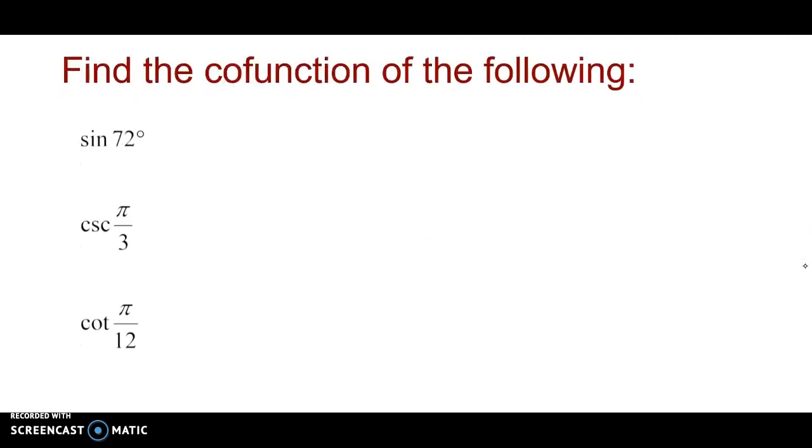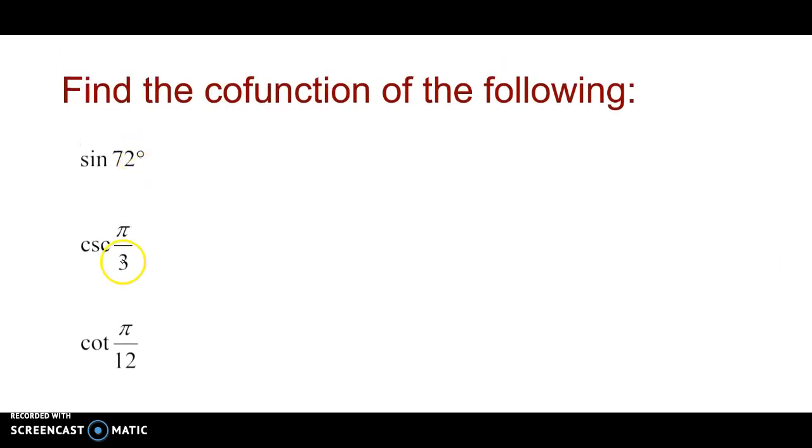Okay, so let's practice. It says find the cofunction of the following: sine of 72 degrees, cosecant of pi over 3, and cotangent of pi over 12. Go ahead and try these.